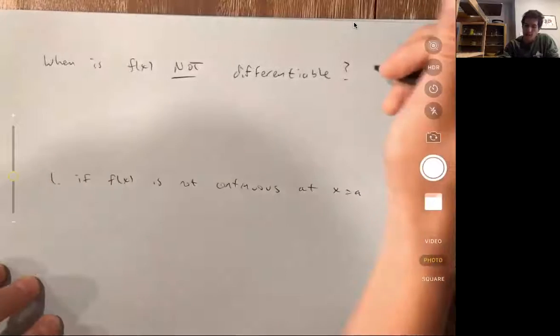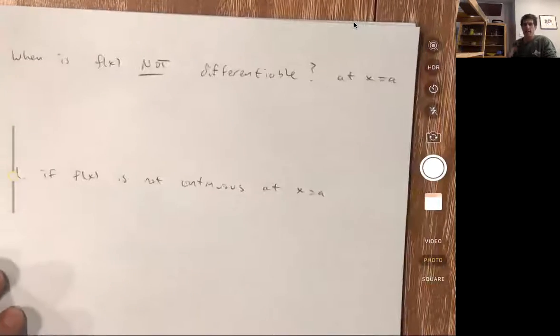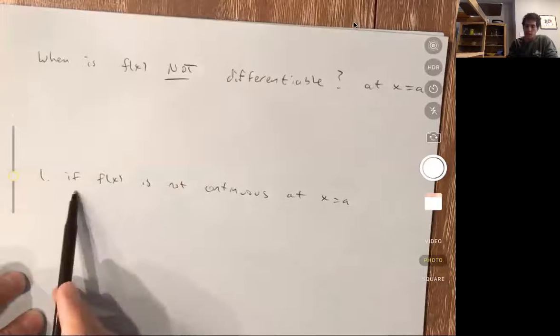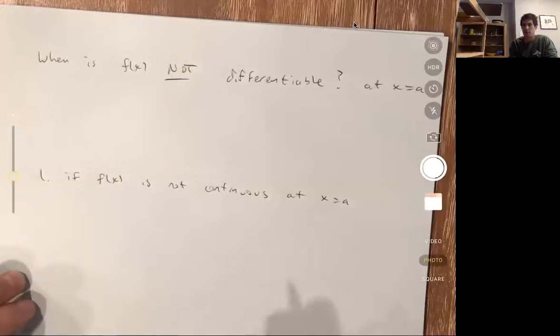So let's say when is it not differentiable at x equals a? So when does the derivative not exist at a point x equals a? And in the last video, we saw that if f is not continuous, then it doesn't have a derivative. So this is the first way. And I want to talk about two other ways that a function can fail to be differentiable.